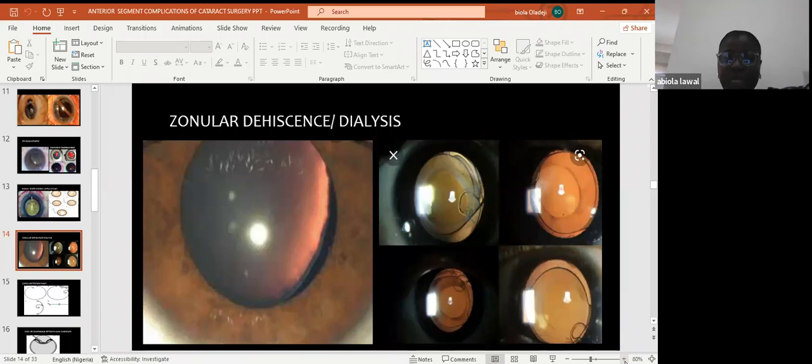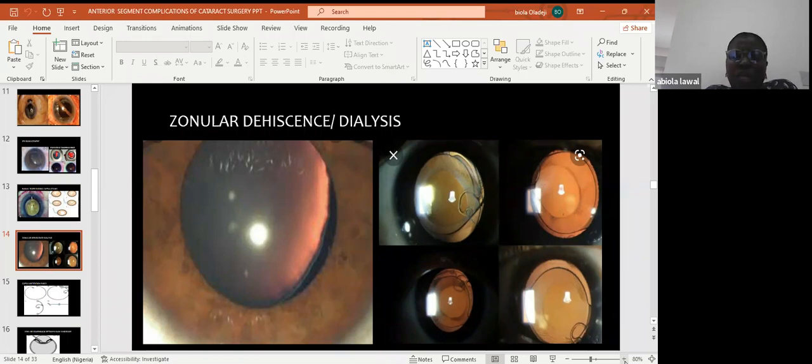Zonular dehiscence, zonular dialysis. This is a very important intraoperative complication, and it may not be noticed. You may not see zonular dialysis preoperatively while you are preparing your patient for surgery. It can be more obvious when you are in surgery. It may be the first time you notice the zonular dialysis is while on the table, and you have to take decisions on how to proceed with your surgery. You must be willing to make adjustments to your earlier plans on the type of lens you want to use and the position of your intraocular lens.